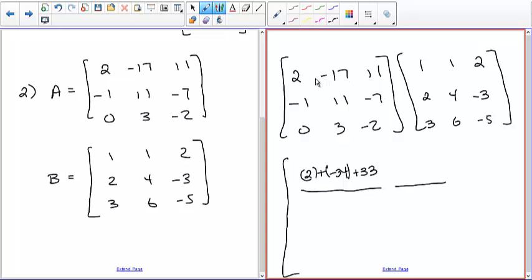Now first row, second column: you have 2 times 1, and 17 times 4, which is 68, so that's minus 68. And then 11 times 6, which is plus 66. You can see that's going to go to 0. Then first row, third column: 2 times 2 is 4, plus 51, and then 11 times 5 is minus 55. You see that's going to go to 0.